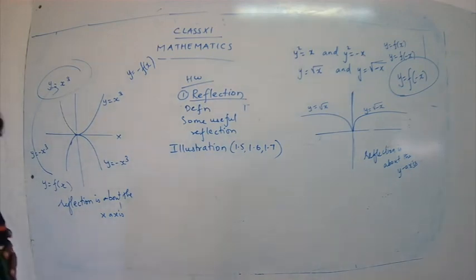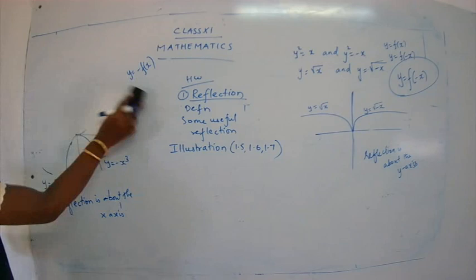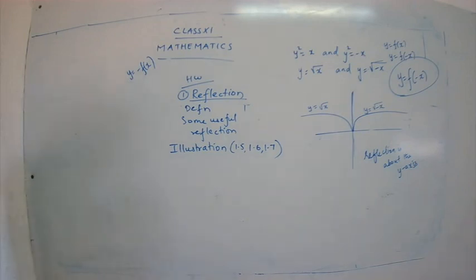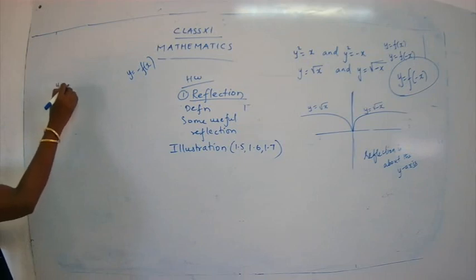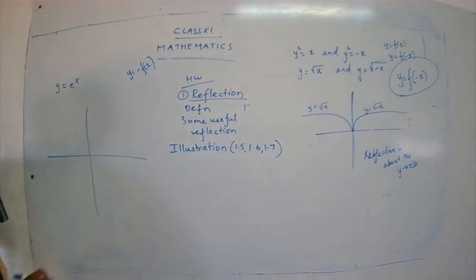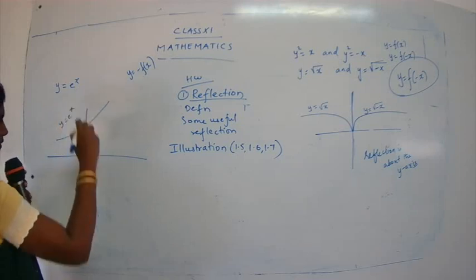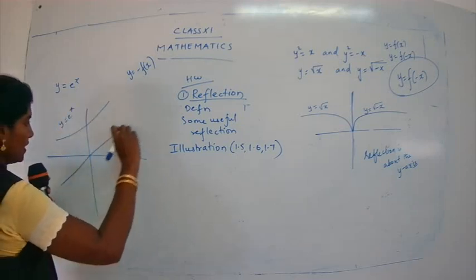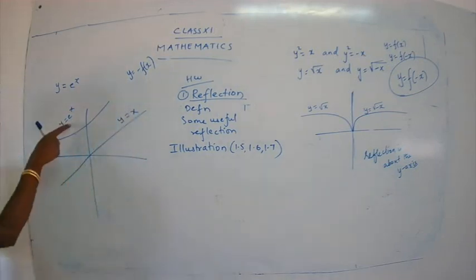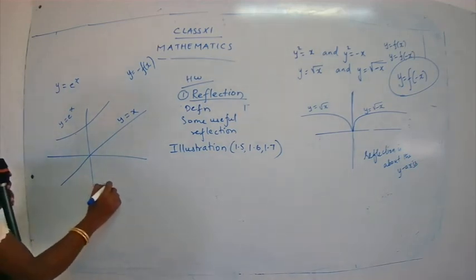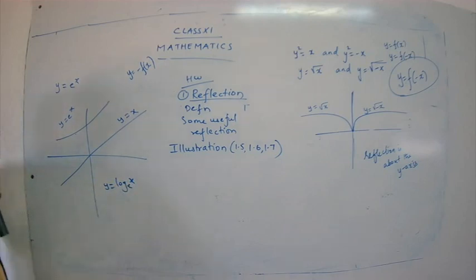So let's see how this graph goes. We are going to consider the function y is equal to e raised to x. So let's plot the graph of e raised to x. It goes somewhat like this, y is equal to e raised to x. You have a line, y is equal to x. And what is the inverse of e raised to x? The inverse of e raised to x is y is equal to log x to the base e.